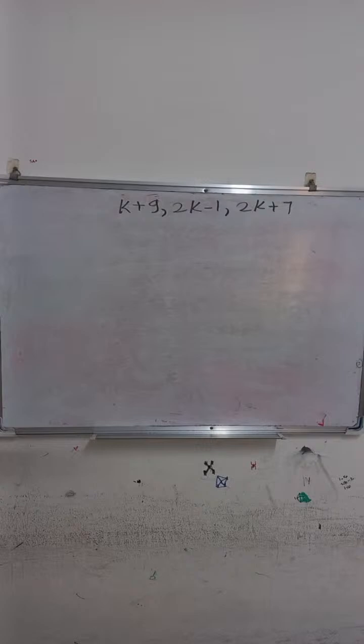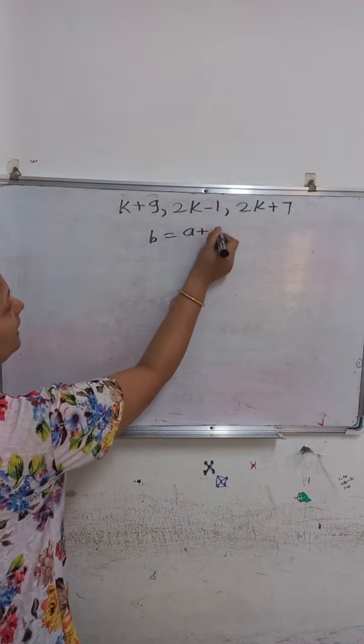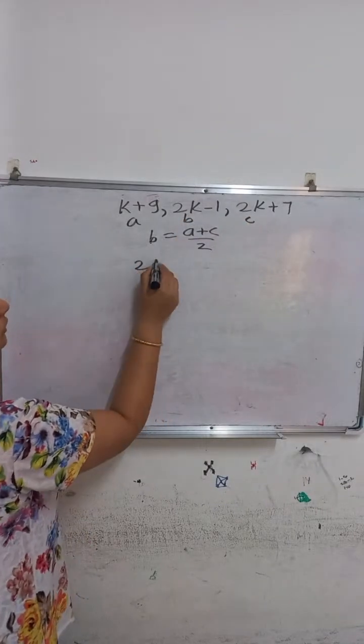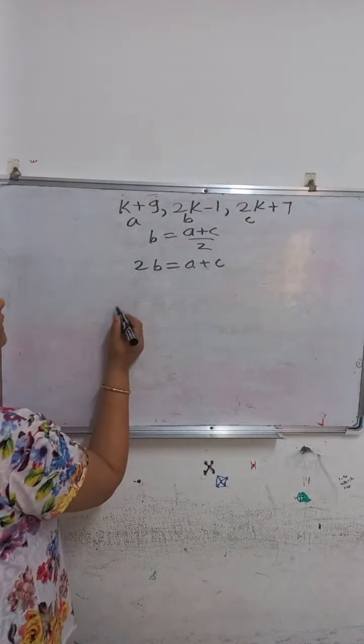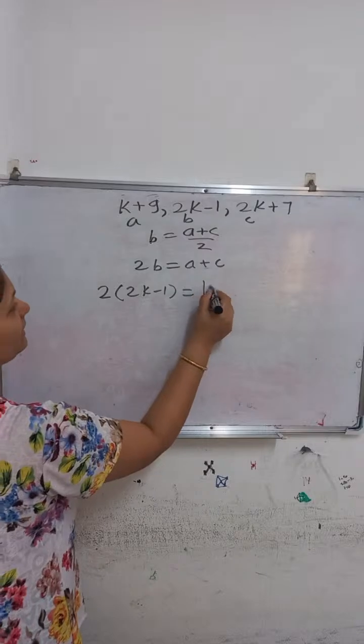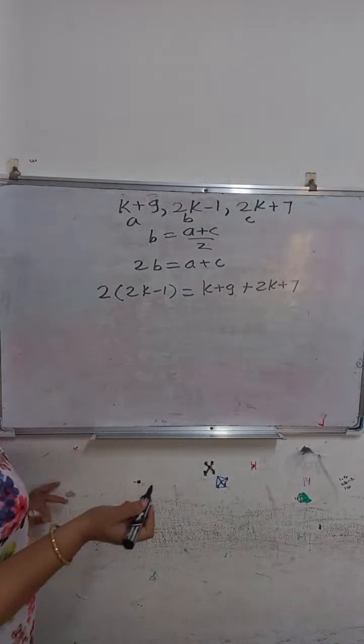Okay, so here they gave these numbers. Three numbers are given, they are in AP, and we have to find out the value of k. So how can you find it here? Just now I found the arithmetic mean, no? B is equal to what? A plus C by 2. So if this is A, B and C, then 2B is equal to A plus C. B is 2k minus 1, A is k plus 9, and C is 2k plus 7. Can you see how I use the formula here?